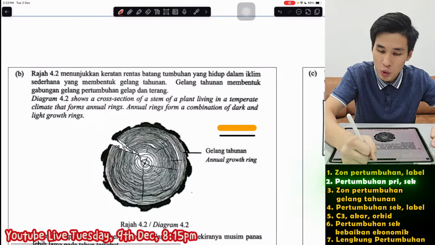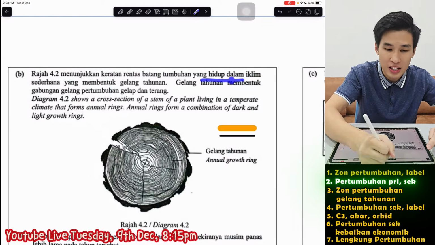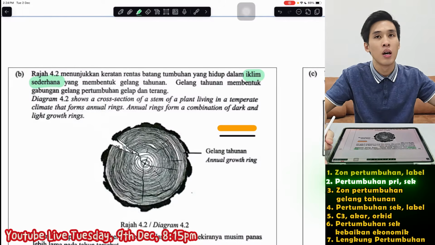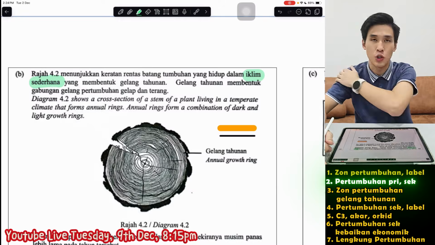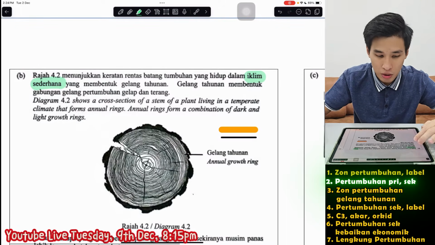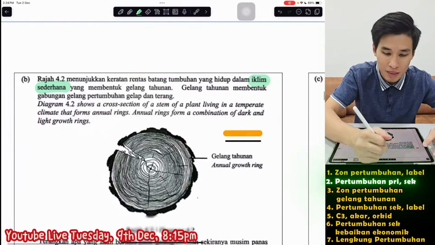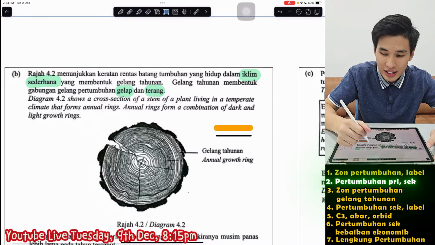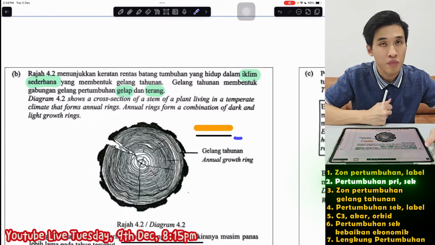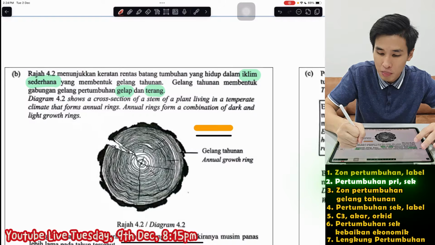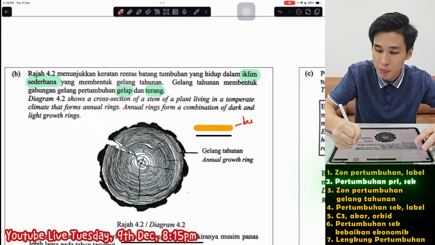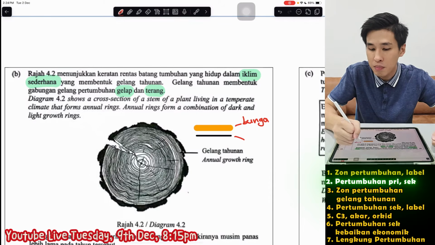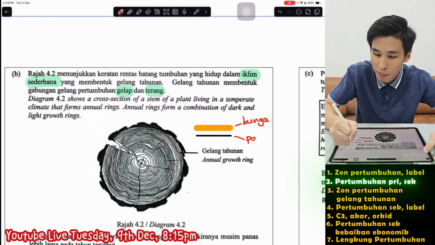So 4.2 menunjukkan keratan rentas batang yang hidup dalam iklim sederhana. So iklim sederhana means got 4 season one. Got the musim bunga, panas, luruh, sejuk, four seasons. So gelang tahunan membentuk gabungan gelang pertumbuhan gelap dan terang. So you can see that here I draw for you already. There's one gelap line and one terang one. So the terang one, dia terbentuk semasa musim bunga, spring, the first part of the year. And then this one, lebih gelap one, lebih kecil one, dia membentuk semasa musim panas, summer.